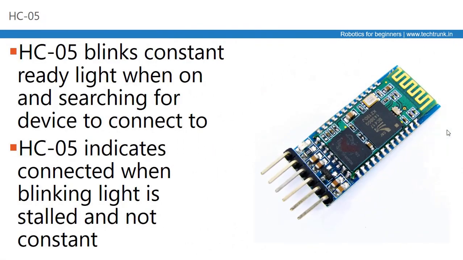The HC05 module blinks constantly and frequently, the ready light is on, while it is searching for a device to connect to. When it is not paired with any device, it blinks frequently, that is, it blinks fast. So you can observe a fast blinking on the HC05 module when it is not paired with any device. As soon as it gets paired with a device, the blinking becomes slow. It indicates connected when the blinking is slow or not constant.